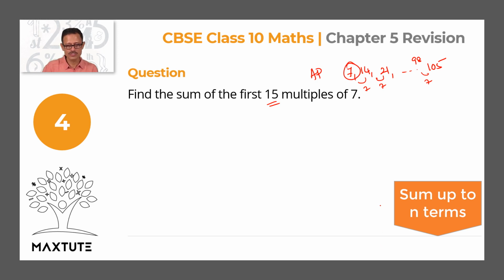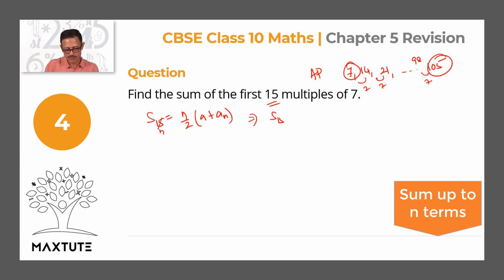What all do we have in this AP? We know the first term of this AP. We know the last term of this AP. We know the number of terms in this AP. So if we need to find out the sum up to 15 terms, all we are going to do is basically substitute this formula. I'll start the formula with Sn, which is n by 2 into (a plus an). N is equal to 15.